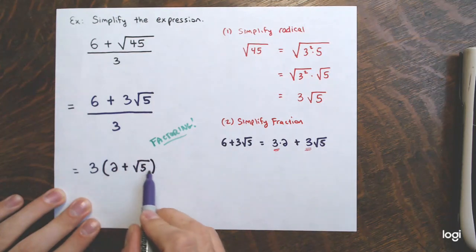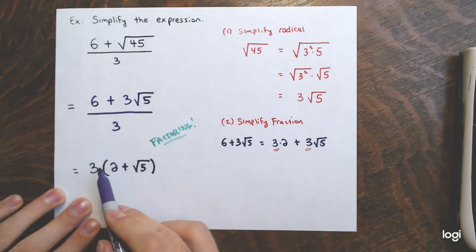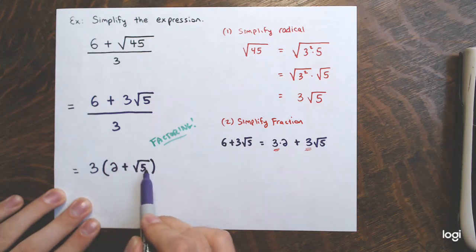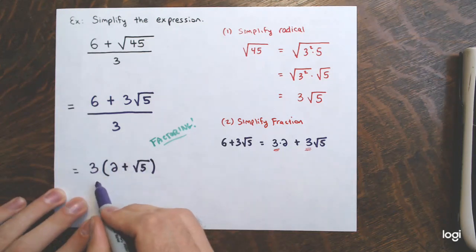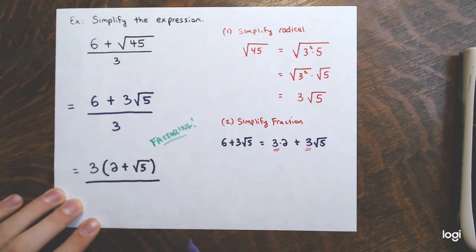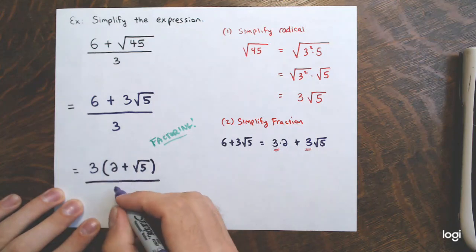Alright, and again, that's in parentheses because that's what happens when you reverse the distributive property when you factor something out. You have one factor of 3, and then this whole thing in parentheses, 2 plus the square root of 5, that's the second factor. There are two factors in the numerator. Alright, and then the denominator, well, 3 is already prime. 3, I guess you could write as 3 times 1, but it doesn't break down any further.